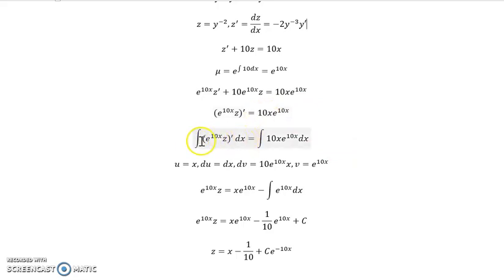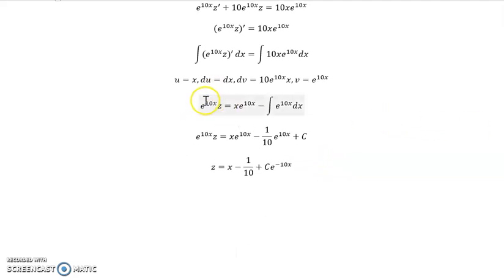On the left side of the equation, the prime and the integral are just going to cancel to give me e to the 10x z. But on this side of the equation, I'm going to have to do integration by parts because I have an x and I have an e to the 10x. So I'm going to split this up. u is going to be x, and dv is going to be 10 e to the 10x dx to make my integration a little easier. And then du will just be the derivative of u, so du equals dx. And then the antiderivative of dv is going to be e to the 10x.